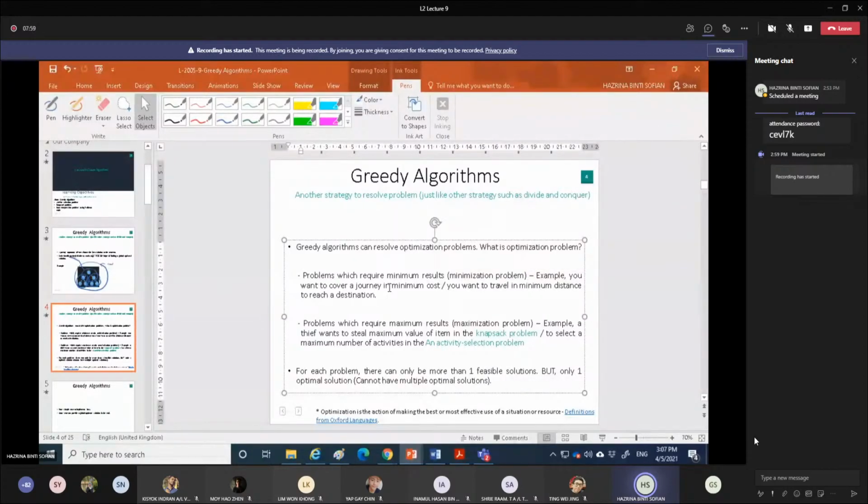So for example, you want to cover a journey. You want to travel the entire world and you want to cover it with the minimum cost. Because being greedy, you do not want to spend your money on unnecessary things. So we need to find the minimum cost. So the optimization is to find the minimum cost. Or you want to travel with minimum distance to reach a destination. So this one might sound familiar with your group project where you need to find the shortest path.